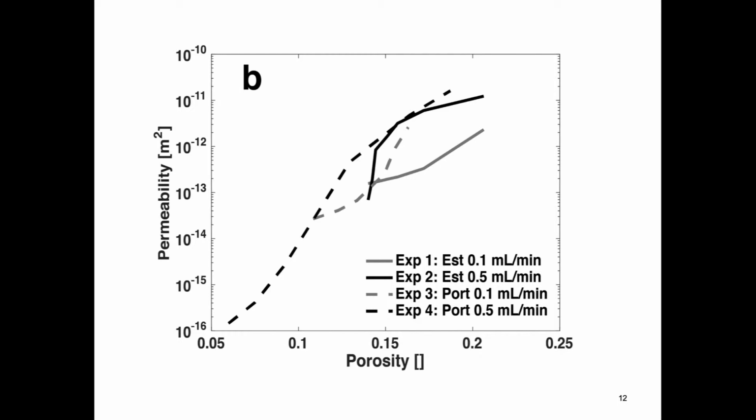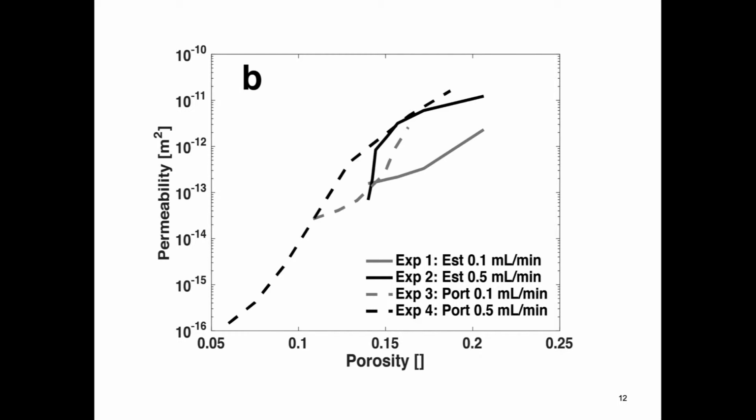We fit the data to an empirical power law relationship between porosity and permeability. The best fit to the Estaillades experiments 1 and 2 were exponents of 6.7 and 7.5, respectively. For the Portland experiments 3 and 4, we found exponents of 10.9 and 11, respectively.